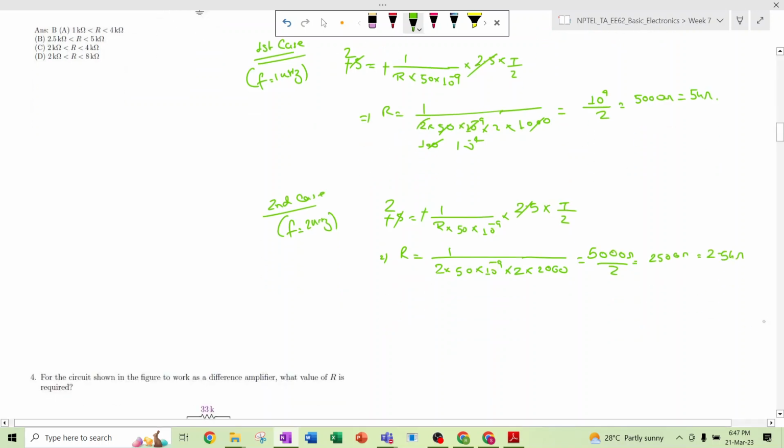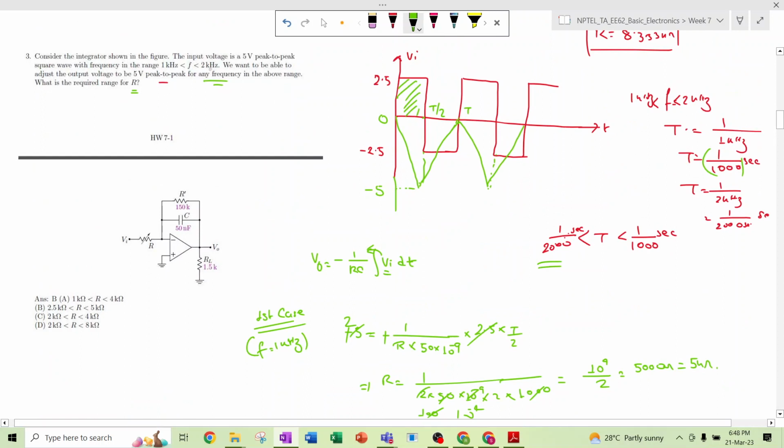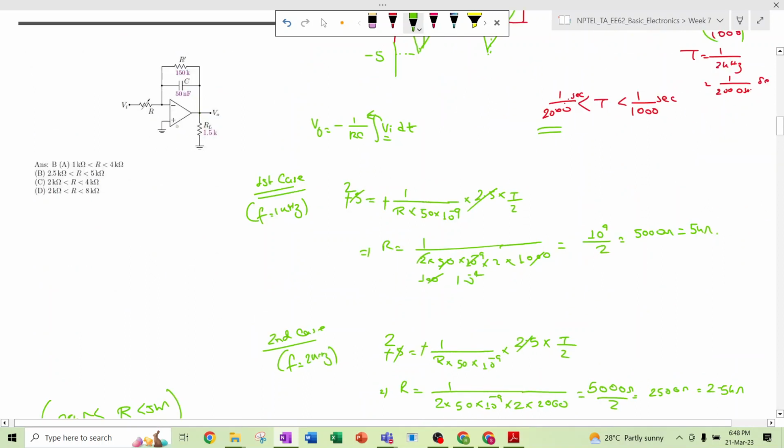So if we vary the resistance from 2.5 kilo ohm to 5 kilo ohm, then we will get the 5 volt peak to peak output for the entire range, 1 kilohertz to 2 kilohertz. So the correct answer is B, 2.5 kilo ohm to 5 kilo ohm.